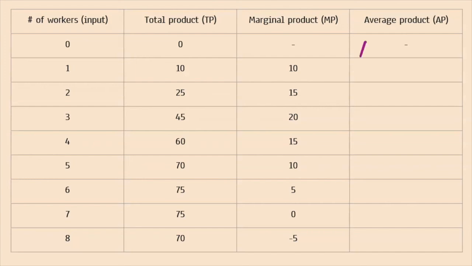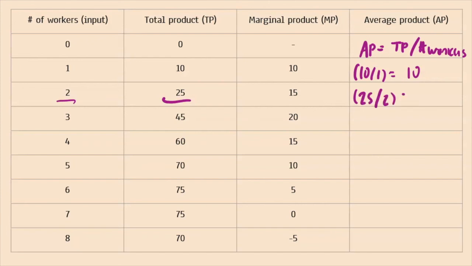So remember, our average product equals the total product divided by the number of workers here. And so here, our first worker is pretty simple when we're trying to figure out the average product. It's just 10 divided by 1, which gets us to 10. For the second worker, the total product is 25. We have two workers here. So 25 divided by 2 gets us to 12.5.